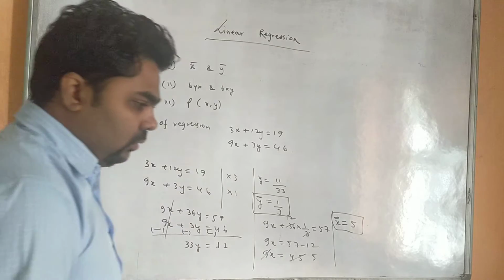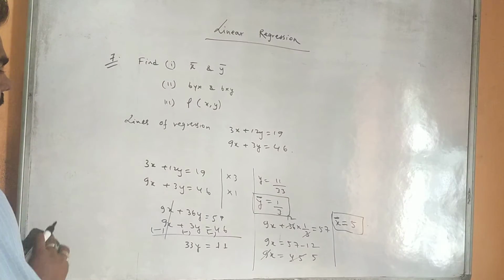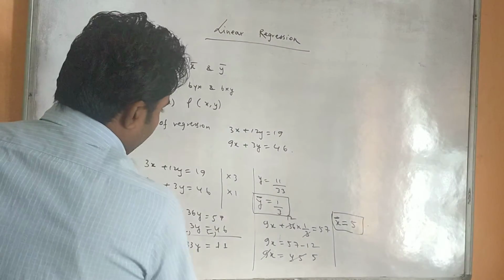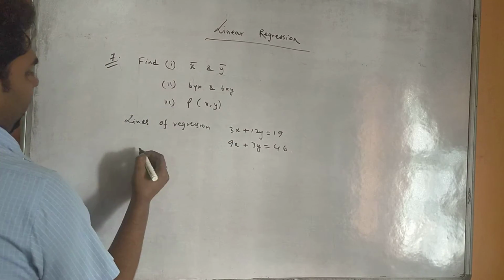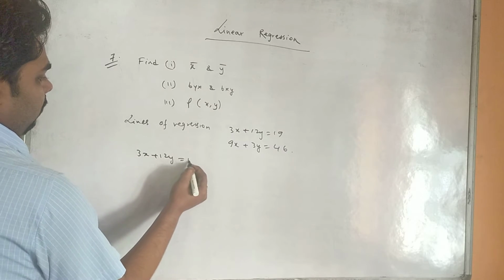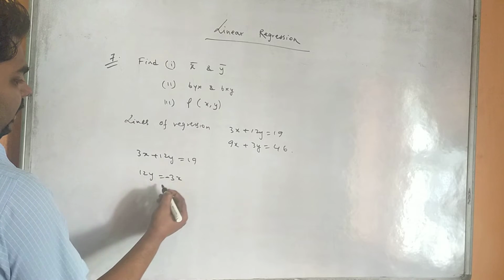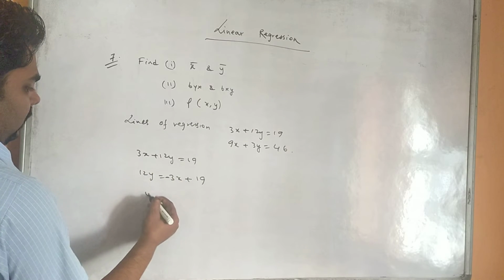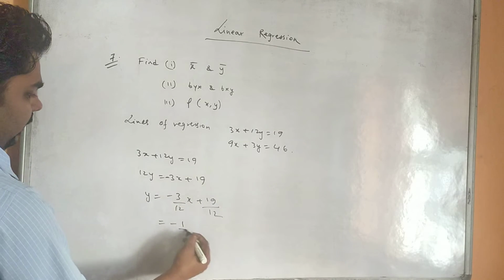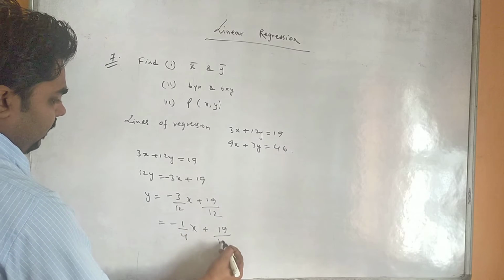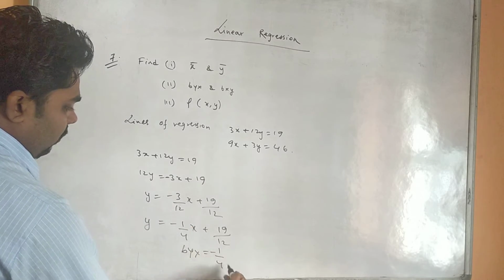Okay, now next we will find byx and bxy. So for finding bxy and byx, 3x plus 12y equals 19. So here the coefficient of y is bigger, so we will keep this one as it is and take 3x to the other side, the same way we solved the other question. So here you will get minus 1 by 4 x plus 19 by 12, right? So what is our byx? Our byx is minus 1 by 4.